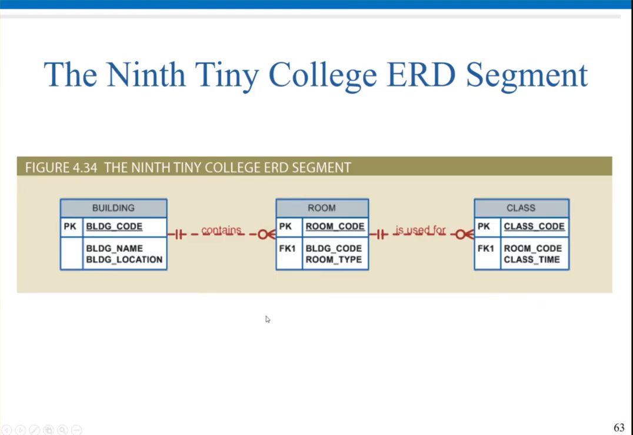So now we have a building and classrooms. Now again, a room cannot exist without a building. So therefore we have a dependent entity in here. And a class obviously needs a classroom. So we have a building.